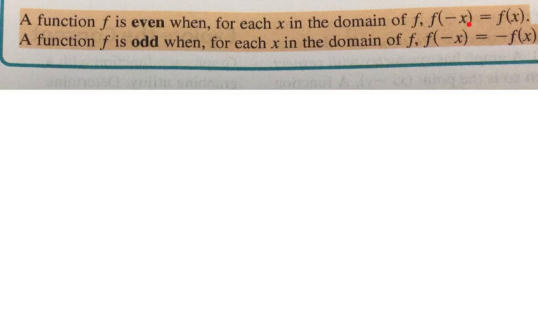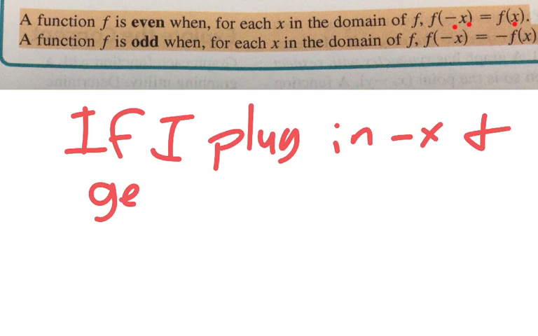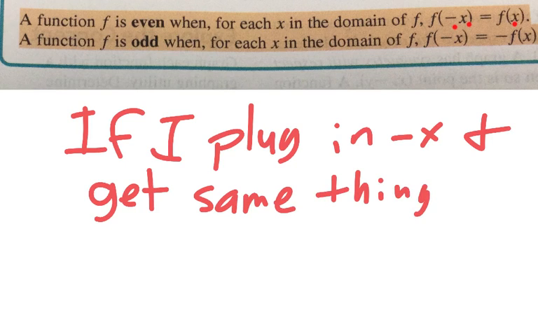All right, this looks real confusing. What's happening? They're plugging in -x, and they're getting the same thing as if they plugged in +x. So if I can plug in -x and I get the same thing back, it's even. So let's write that down. If I plug in -x and get the same thing back, it's even.